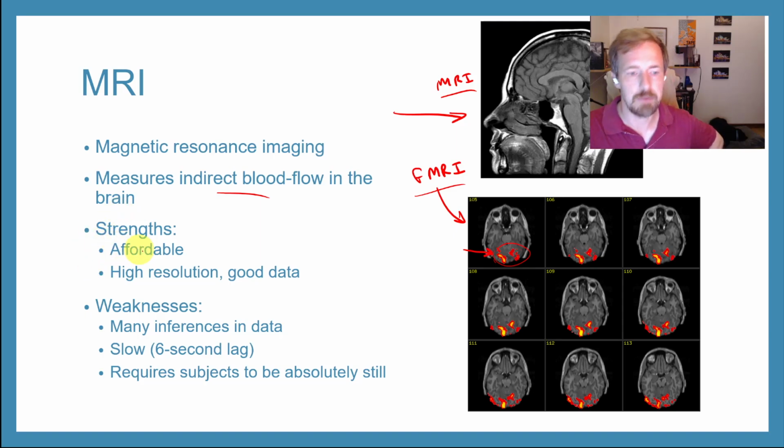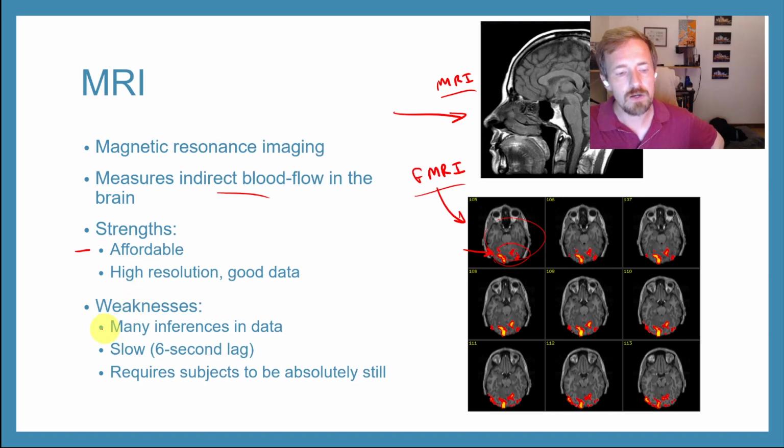The strength of MRI is that it's relatively affordable. Once you buy an MRI scanner, that's the hard part. That's the expensive part. The maintenance of it is not as bad. It is high resolution. In other words, you can see really, really well. It gives you good data that's usually easy to interpret.